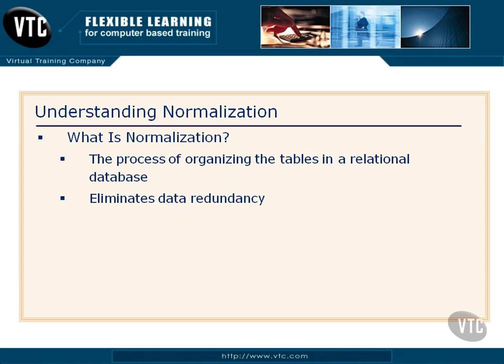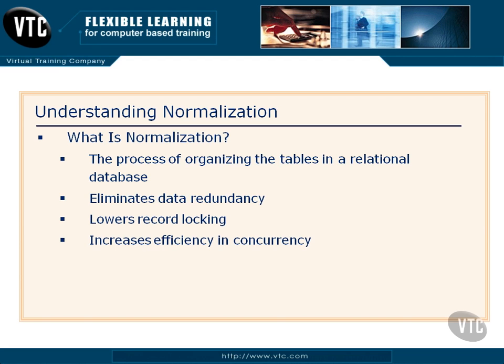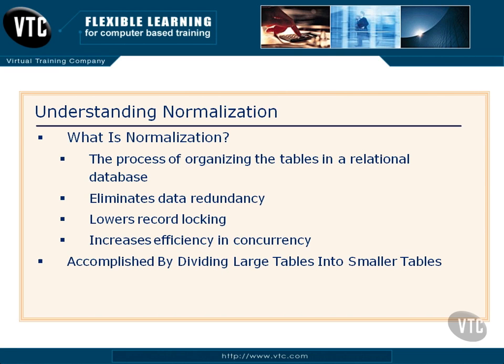It's a design structure that has a simple goal of eliminating data redundancy. We don't want to store data twice in our database. It also helps lower record locking so that more people at once can use the database, therefore increasing efficiency and concurrency. A very simple way to describe how it's accomplished is we divide large tables into smaller and smaller tables, and then we create relationships between those tables so that when we need to pull data from both tables, we can connect them back together.